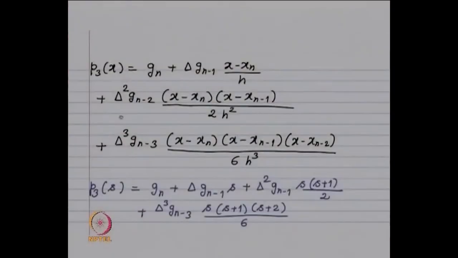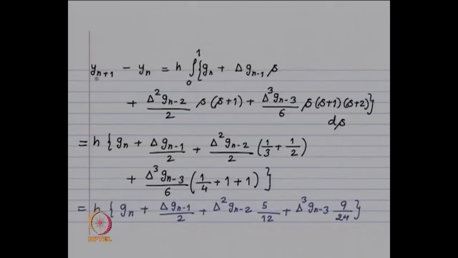So, thus we have p3 to be g_n plus delta g_{n-1} s, plus delta square g_{n-1} s into (s plus 1) by 2, plus delta cube g_{n-3} times (x minus x_n) by h, which will be s, (x minus x_{n-1}) by h, which will be s plus 1, and (x minus x_{n-2}) by h, which will be s plus 2, divided by 6. So, distribute this h to each of the brackets.